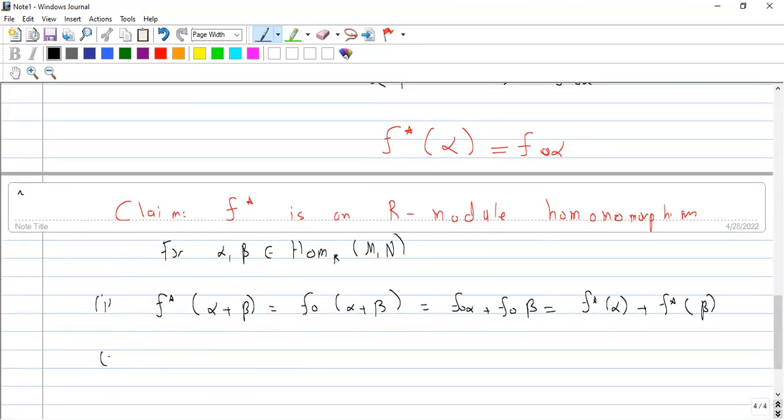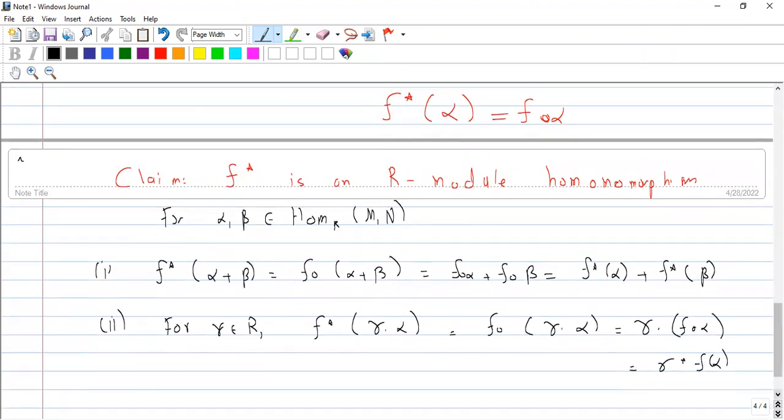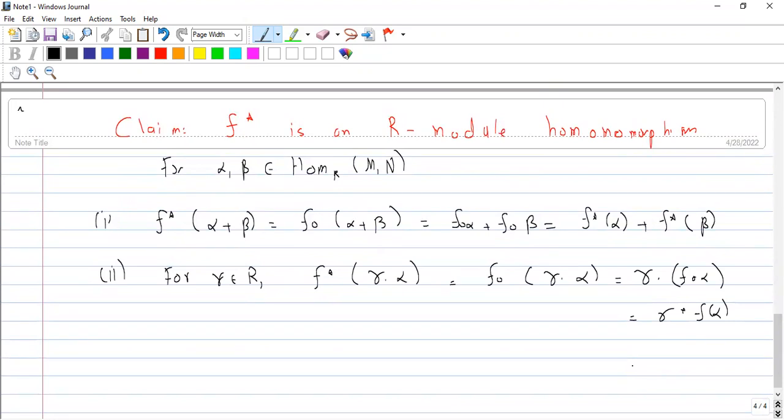Okay, next we have the condition that for r in R, F star of r dot alpha is equal to F composition r dot alpha, where r is a scalar, and we know how we can define this. Now this is equal to r dot F composition alpha, and this is equal to r dot F star alpha. So it is easy to see that this F star is an R module homomorphism.